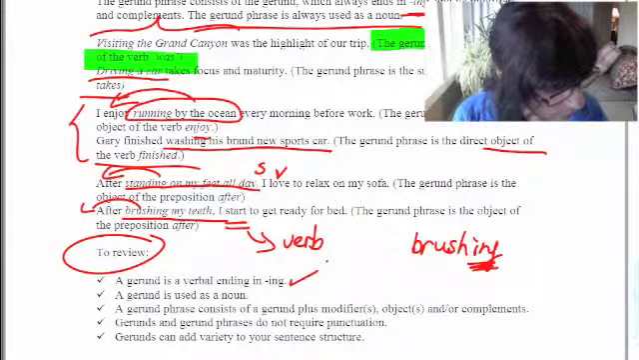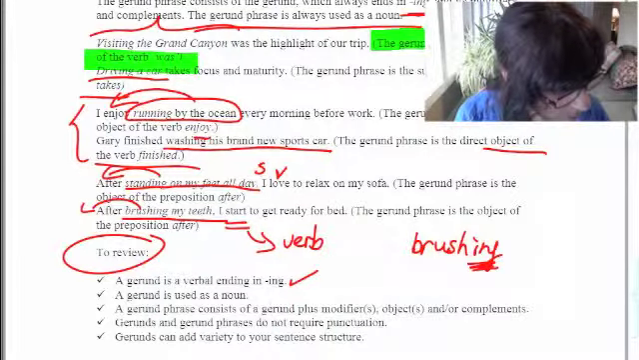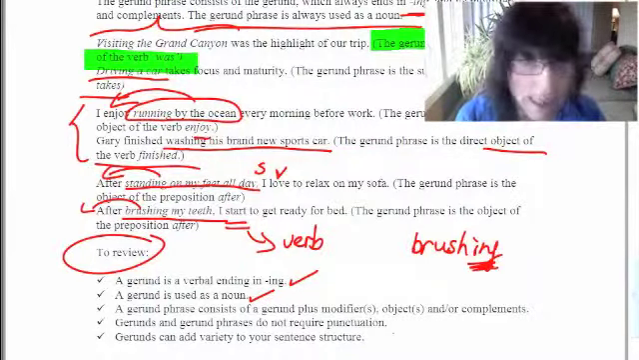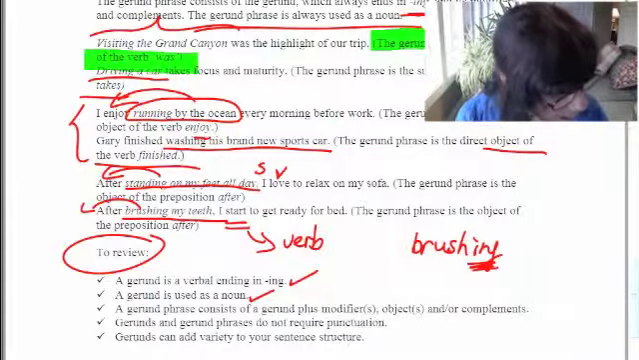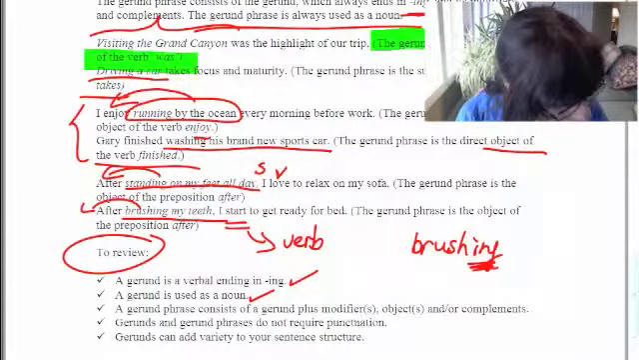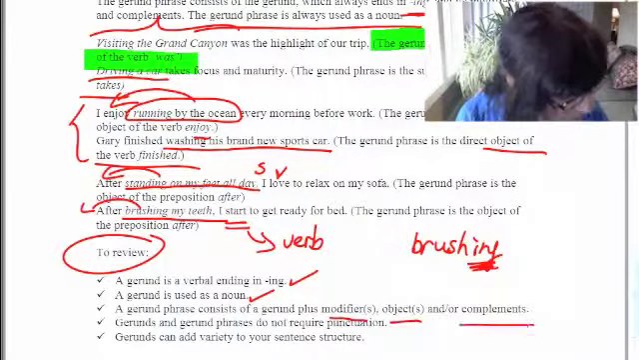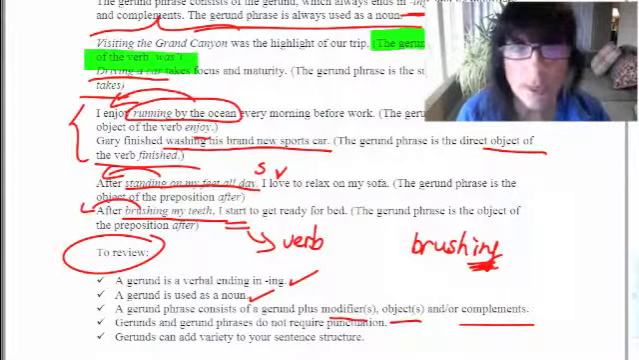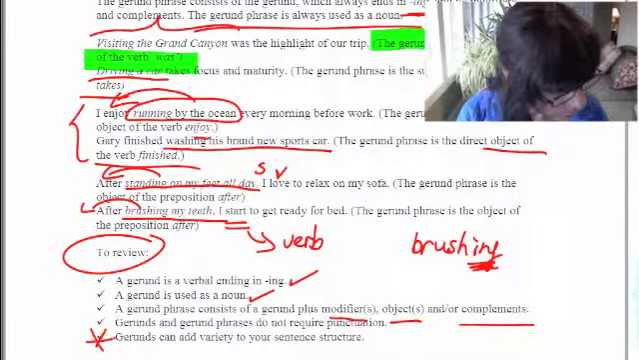So a quick review of a gerund. A gerund is a verbal ending. It always ends in ing. A gerund is used as a noun, so you think it's a verb, but it's the noun. A gerund phrase, which is a group of words, consists of the gerund plus some other words, which could be a modifier, an object, or complements. Gerunds and gerund phrases do not require punctuation. If you look at these sentences, there's no punctuation around the gerund or the gerund phrase.